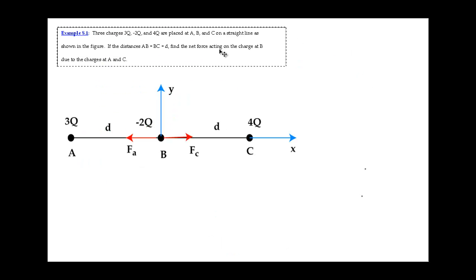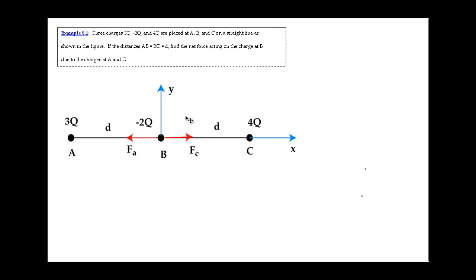So here's the problem again. We've got these 3 charges lying on the x-axis, and we assume that they're fixed in place. So given the 2 distances that separate A and B and then B and C, given the charges for each of the charges, we want to find the net force acting on the charge at point B, which is at the origin in this coordinate system. So how do we do it?